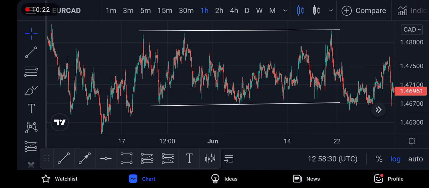This is just how support and resistance work. I hope you understood what we did here.